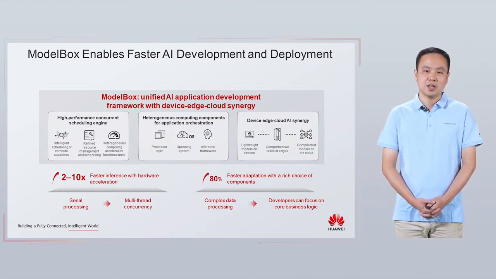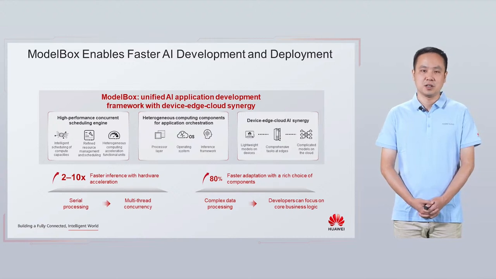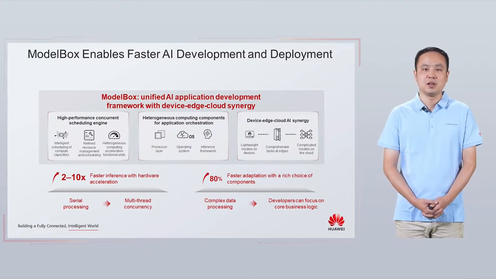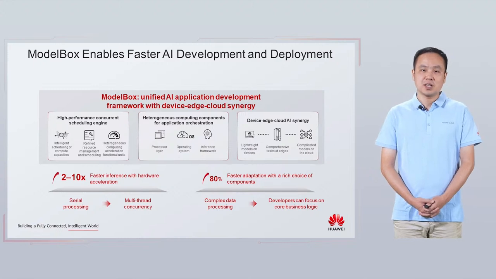Third, the device edge cloud AI strategy unit. The unit enables you to quickly develop AI applications in a unified format and deploy them on devices, edges, and cloud with one click. These three technologies bring great benefits. The inference performance is improved by 2 to 10 times, while the development cost is reduced by about 80%. In the following slides, I will tell you how ModelBox improves inference performance and simplifies AI development.